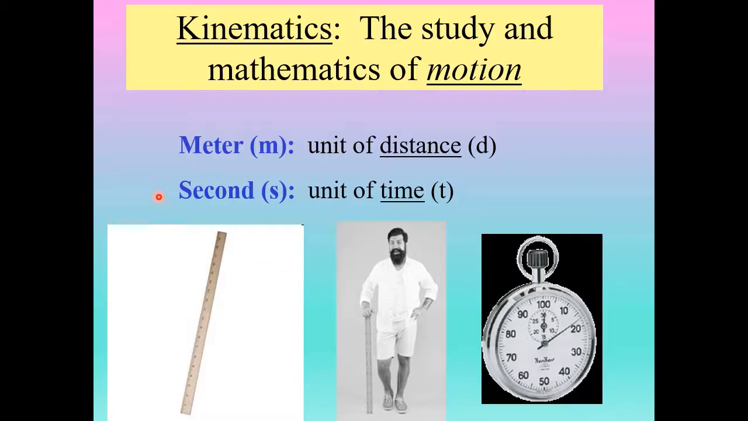And to measure time, we are going to use the units of seconds. The unit second is abbreviated with an S. By the way, distance is abbreviated with a D, and time will be abbreviated with the letter T. So we use these abbreviations or symbols just to shorten the notation, so we don't have to write out the words every time we need them.